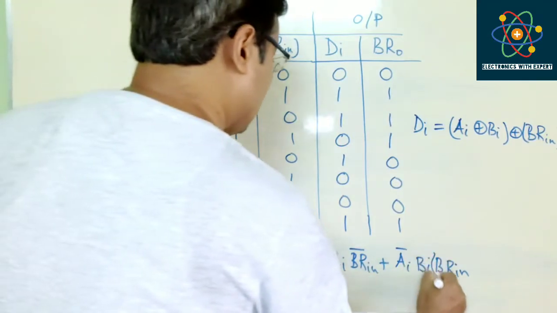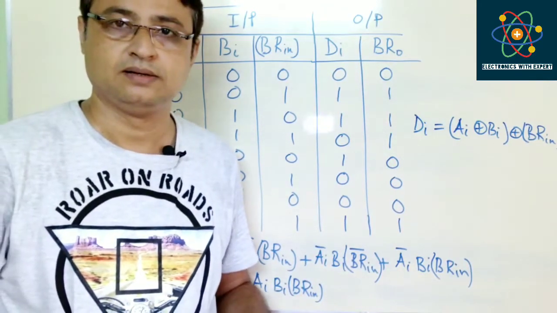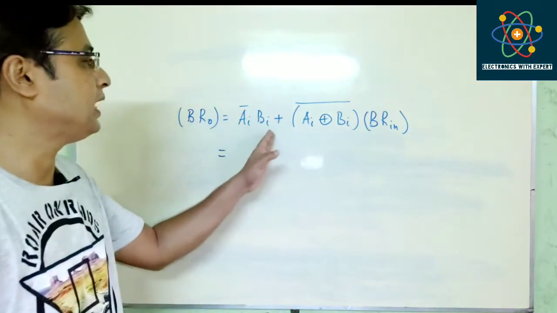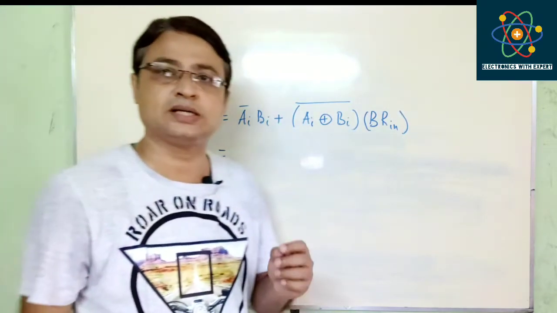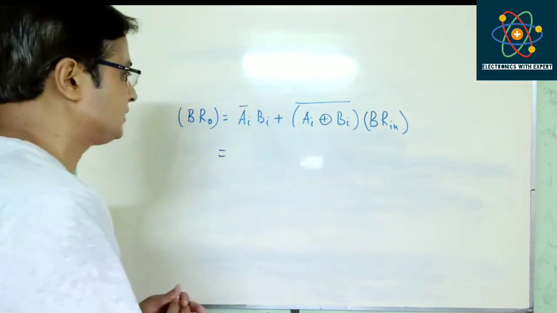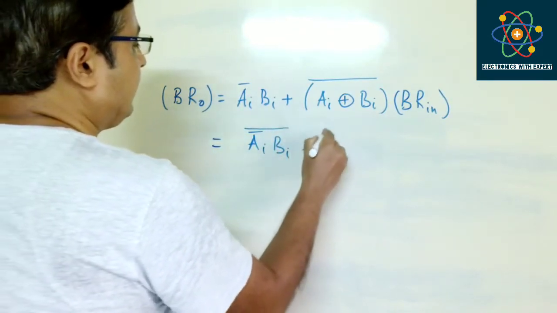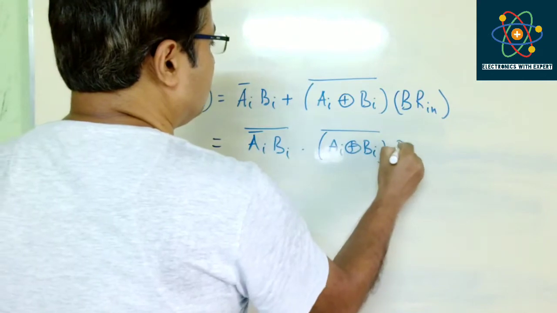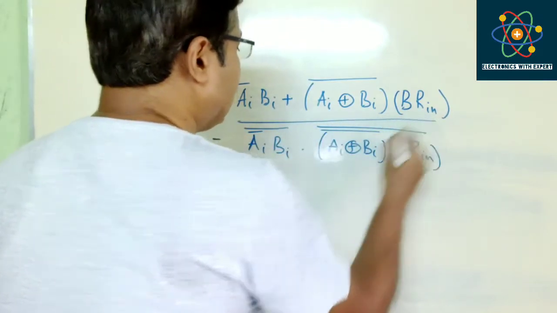So this is the output expression for the borrow out in a full subtractor circuit. Now by simplifying the output expression for borrow out, I get Ai bar Bi or Ai exclusive Bi bar, and borrow in. Now as I am going to draw the circuit of a full subtractor by using NAND gates, I am going to apply De Morgan's theorem here, and I get Ai bar Bi bar and Ai exclusive Bi bar borrow in bar, and then the entire bar.